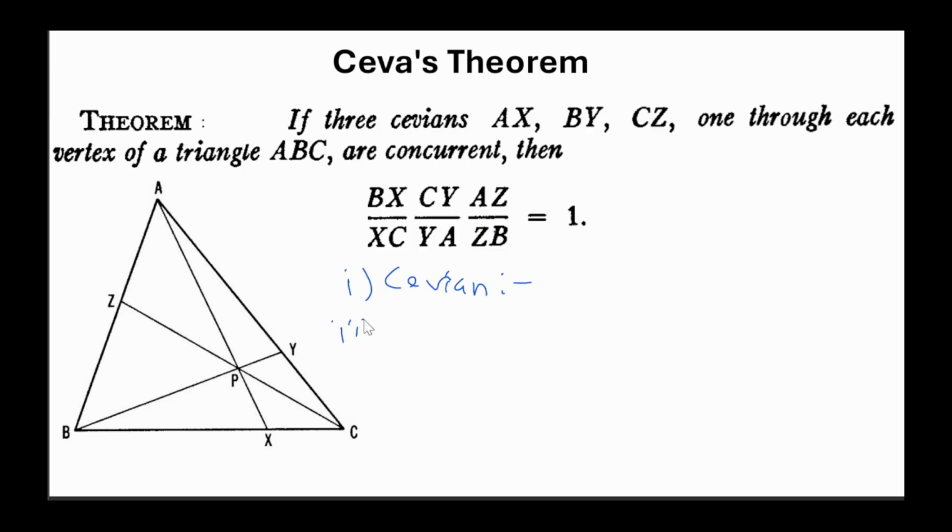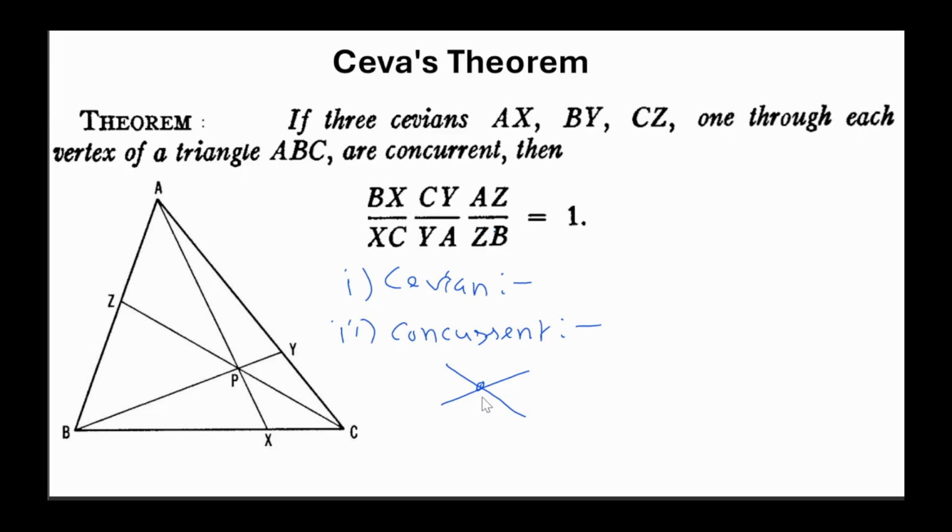The next terminology is concurrent. What is concurrent? We know that if there are any two lines, they will either intersect or not intersect. The two lines which are not intersecting each other are parallel lines. That is a property of parallel lines in Euclidean geometry. If there is no intersection between two lines, then we can call them parallel lines. If there are two lines, then they will intersect in a point, called the point of intersection.